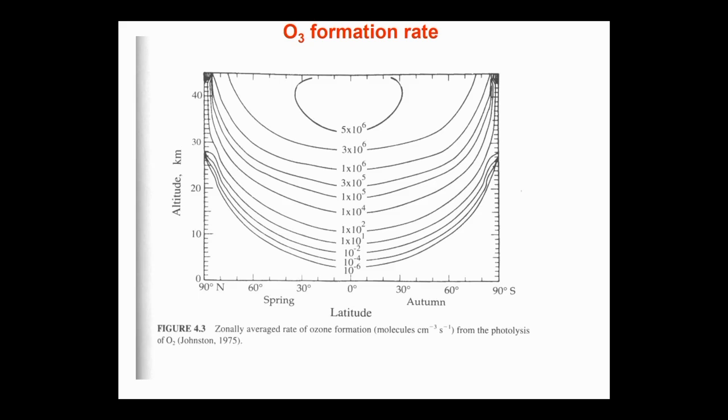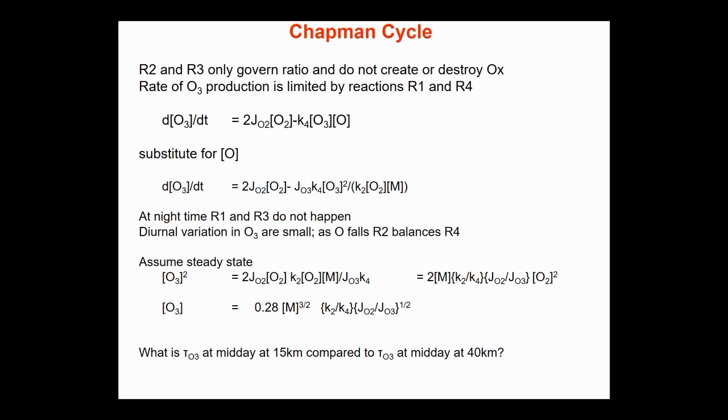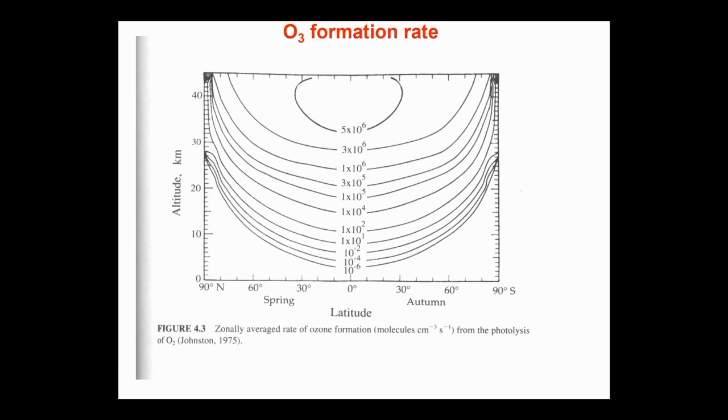So, the lifetime of ozone at midday at 15 kilometres compared to midday at 40 kilometres. Well, I'm not going to do that for you. You can do it yourselves. But this gives you the ozone formation rates from the photolysis of O2 at various altitudes. So that tells you what the formation rates are. Okay? And you can see how great a variation there is.